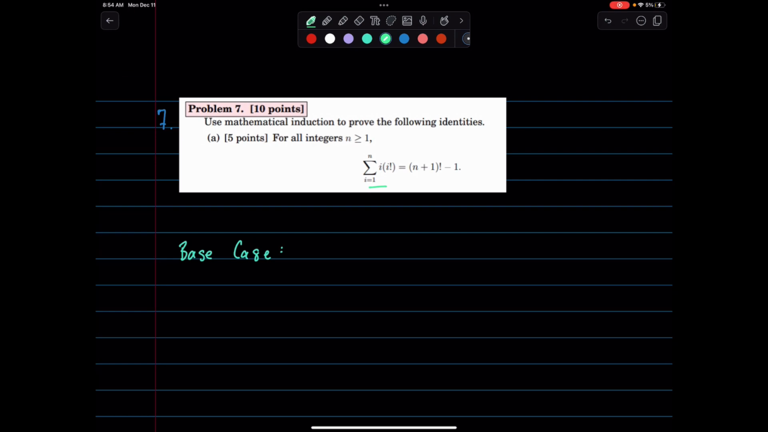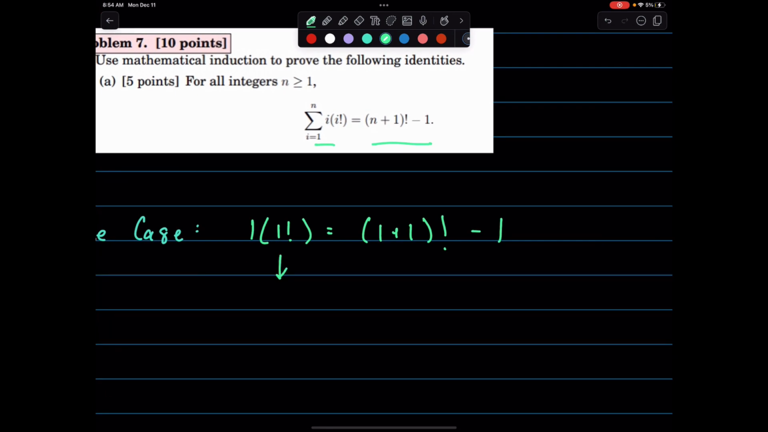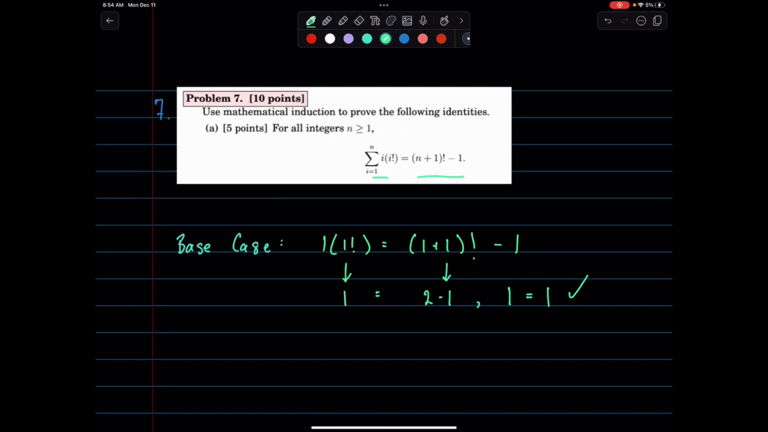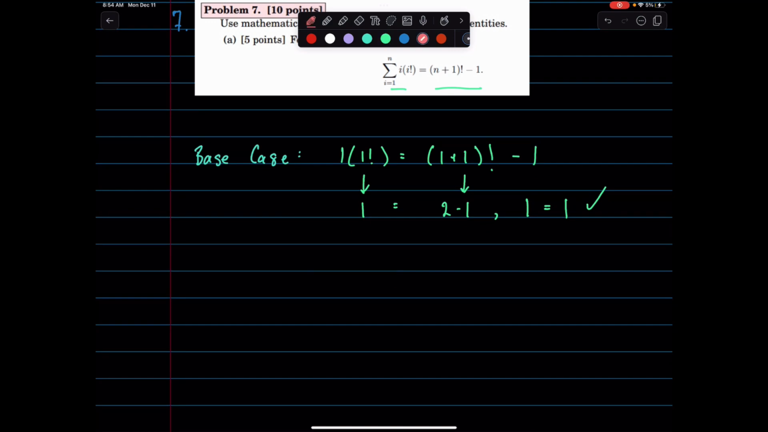Base case, we would basically want to prove that the left-hand side is equal to the right-hand side using the smallest number. So this comes out to 1, and this comes out to 2 minus 1, and 1 equals 1, so the base case is true. Alright, so now we're on to the induction step.